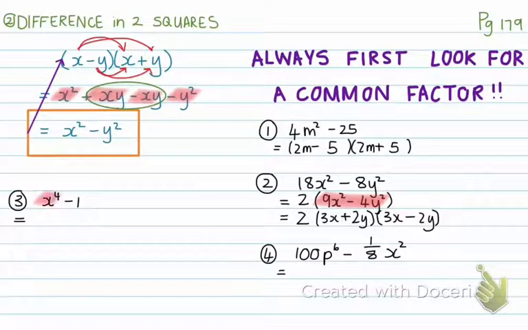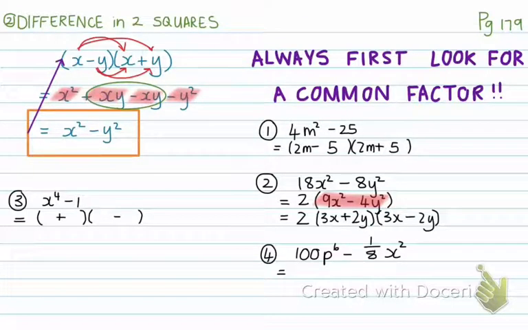All right, question number 3, or example 3. This x to the power of 4 is a square number because I can get the square root of x to the power of 4. And can I get the square root of 1? Definitely. So I know that I can factorize this by using difference of two squares. All right, so it will factorize into two brackets. One will be a positive, one will be a negative.